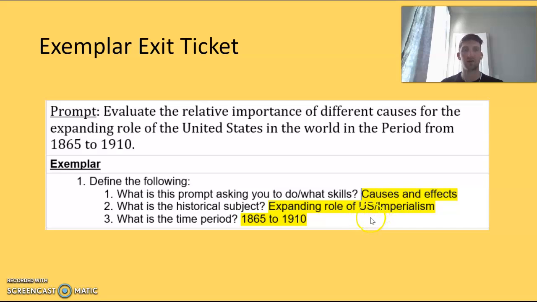In other words, I know this just because the dates help me. It's about imperialism is what this question is asking. How did the U.S. expand into those islands, Panama Canal, Cuba, Spanish-American War, all of that stuff would be included. And then what is the time period? Usually the time period is the last thing that's listed. You can see here very clearly 1865 to 1910.